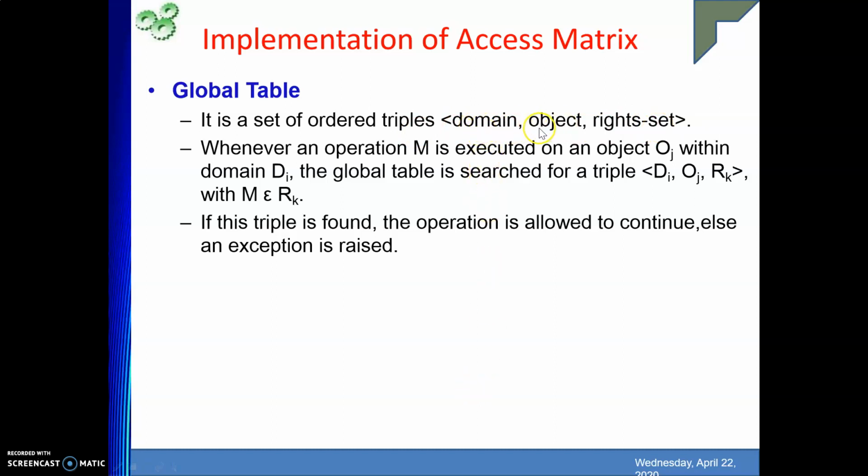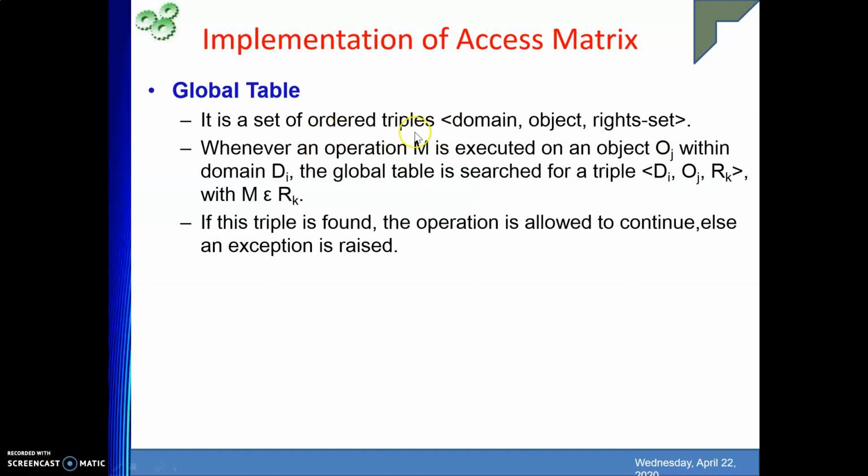So for domain D1, for one object, whatever access right sets are there will be represented in one ordered triple. These entries can be repeated for various objects within one domain. So whenever an operation M is executed on an object OJ within domain DI, that means a process is executing in domain DI and performing operation M on object OJ, then we will check our ordered triple list.